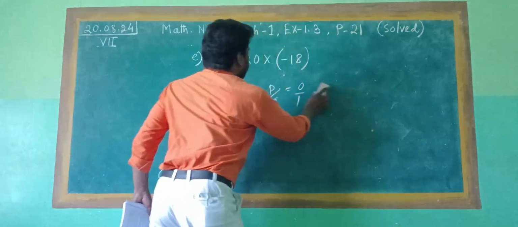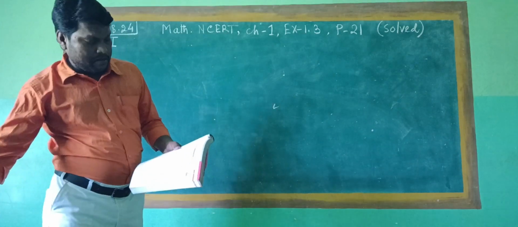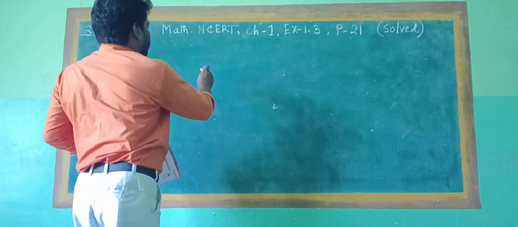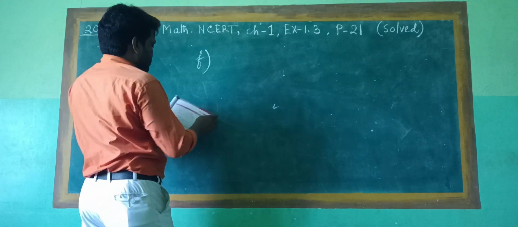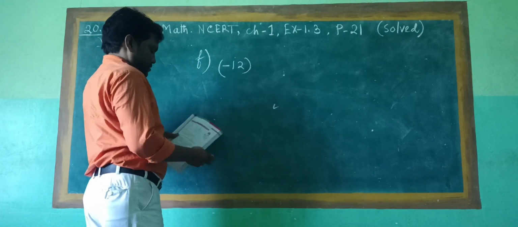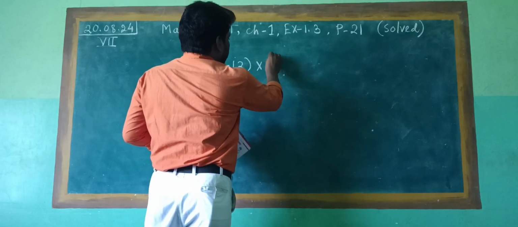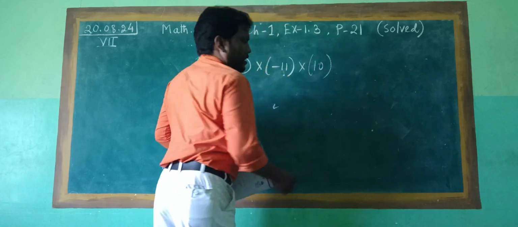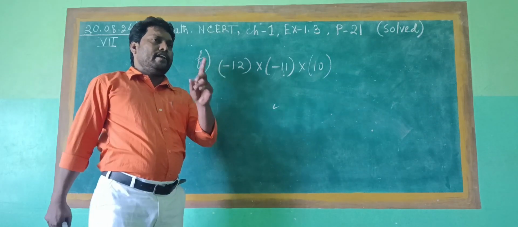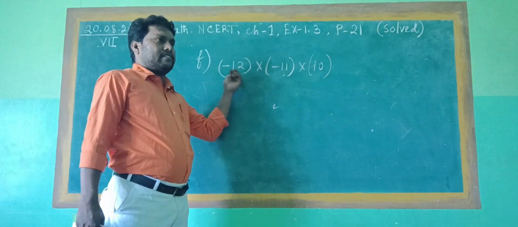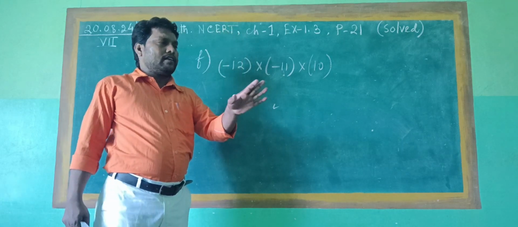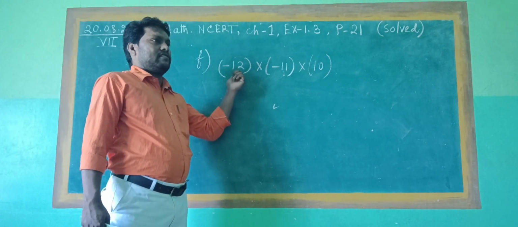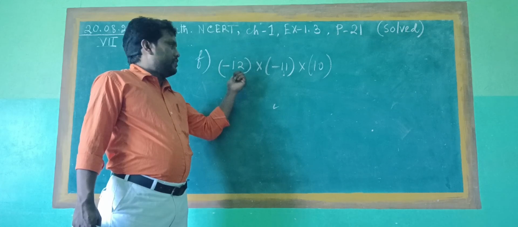Okay, now go to the next problem. Next, question number F: minus 12 into minus 11 into 10. One thing, listen. When you write any negative integers at the time of finding a product, addition, division or multiplication, you always use brackets.